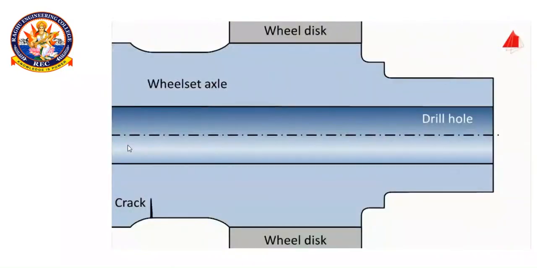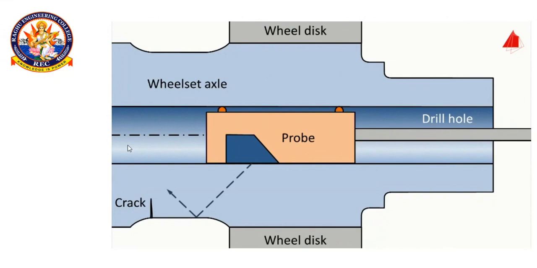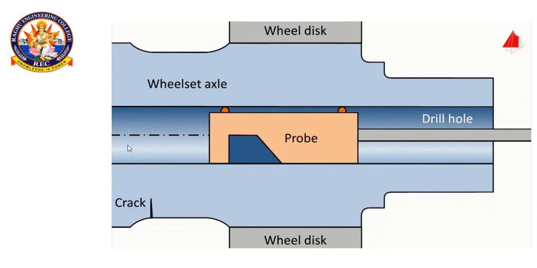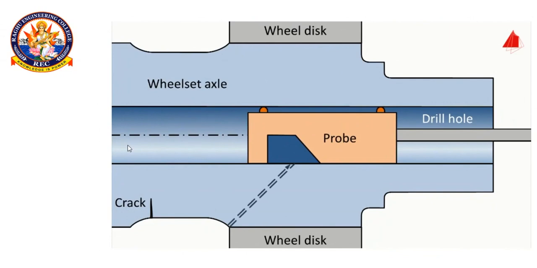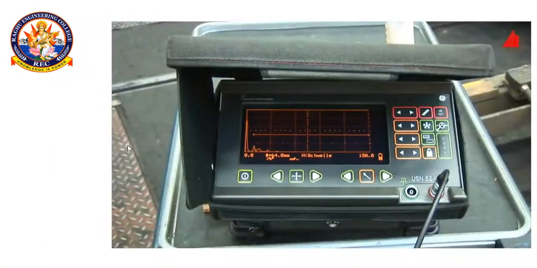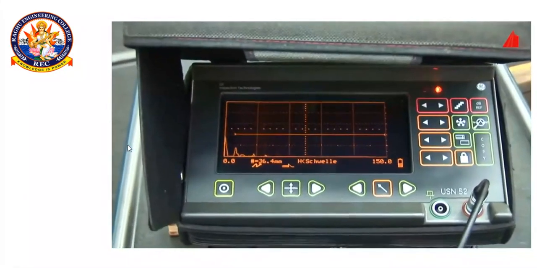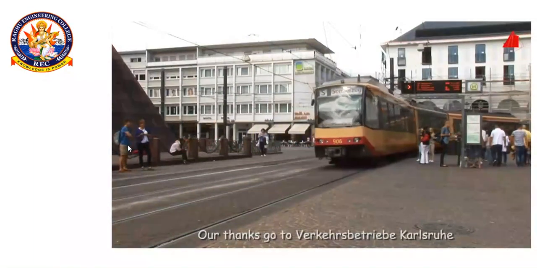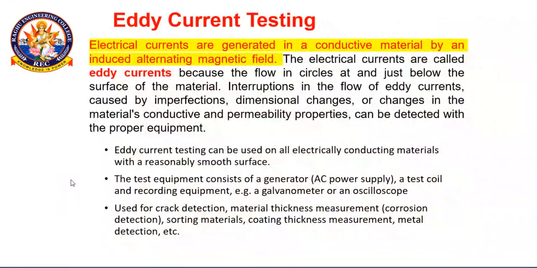And he examines it in the machine. See, this is nothing but a drill hole. There is a crack at the bottom. This is the procedure to conduct the ultrasonic testing in the railway rails.